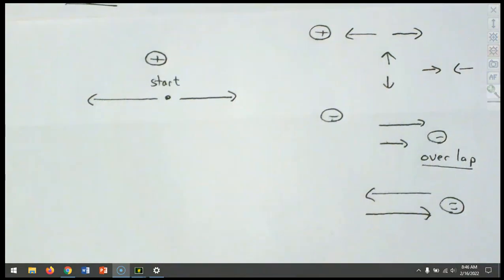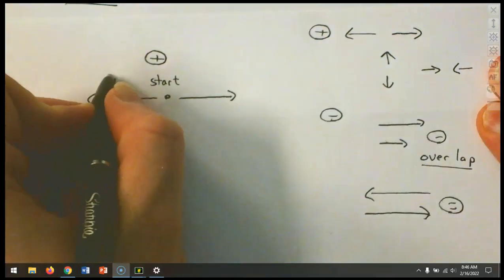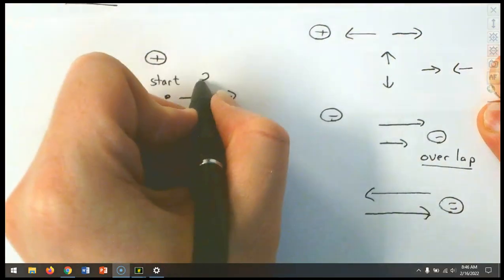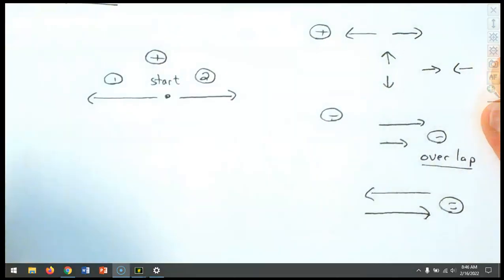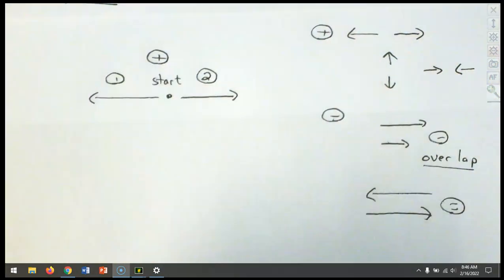So they're driven in opposite directions. And I'm going to label them as 1 and 2. And it says one has a rate of 5 miles an hour, and the other at 7.